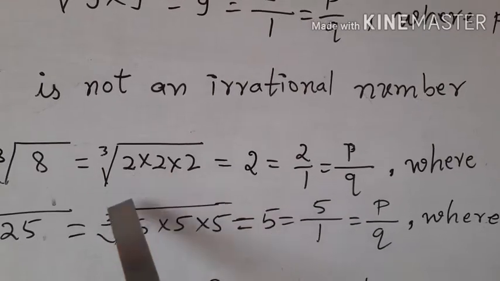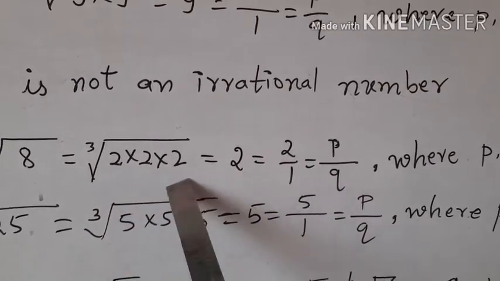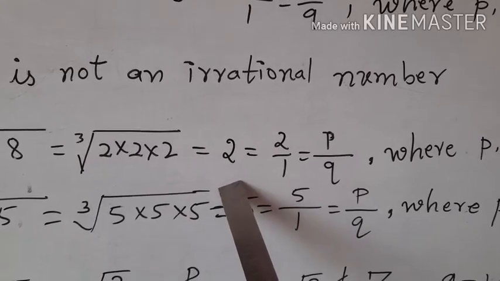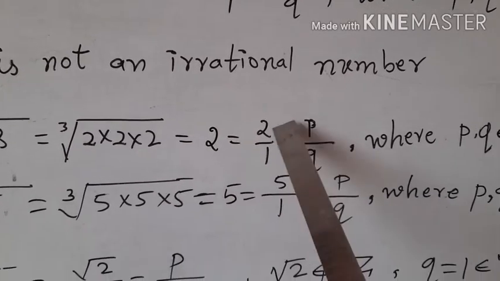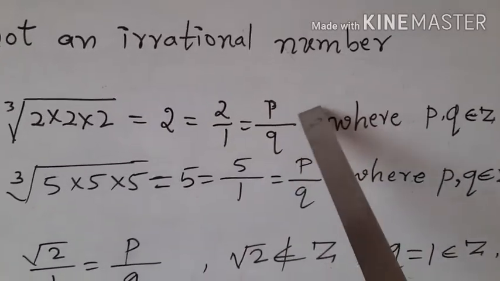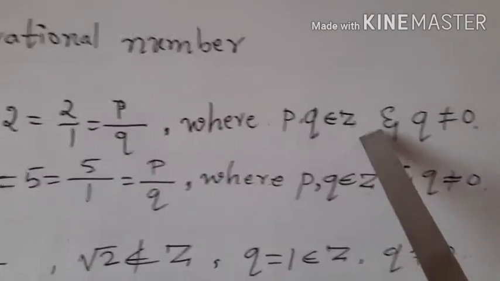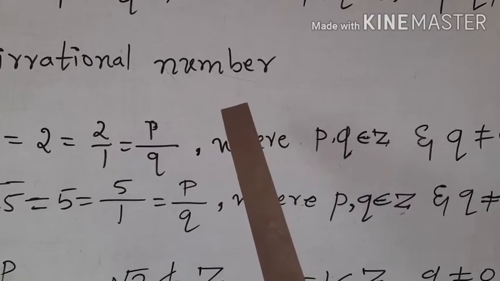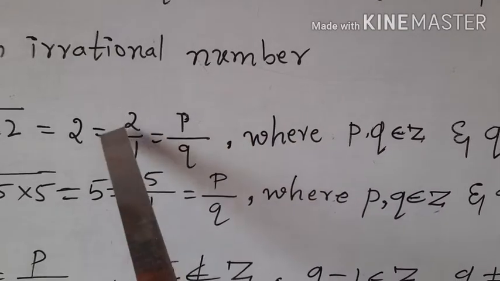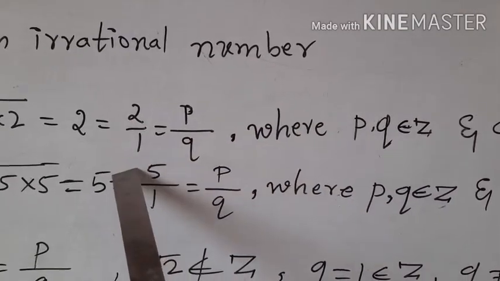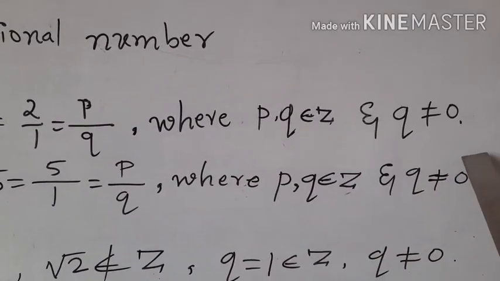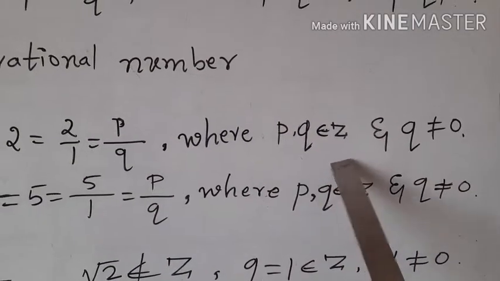Then cube root of 2 into 2 into 2 is equal to 2. But 2 is written as 2 by 1. Now it is in the form of p by q, where p and q belong to Z and q is not equal to 0. Here p is equal to 2 and q is equal to 1, and q is not equal to 0, and p, q are integers.